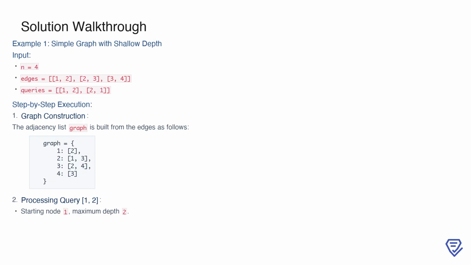Now, the first query asks us to find all nodes reachable from node 1 within a maximum depth of 2. To solve this, we start by initializing a queue with the starting node and its depth, set the visited nodes to include the starting node, and initialize a counter for valid paths. From there, we process the nodes level by level, checking their neighbors and updating the queue and visited set appropriately. This systematic traversal ensures we capture all valid paths up to the specified depth.